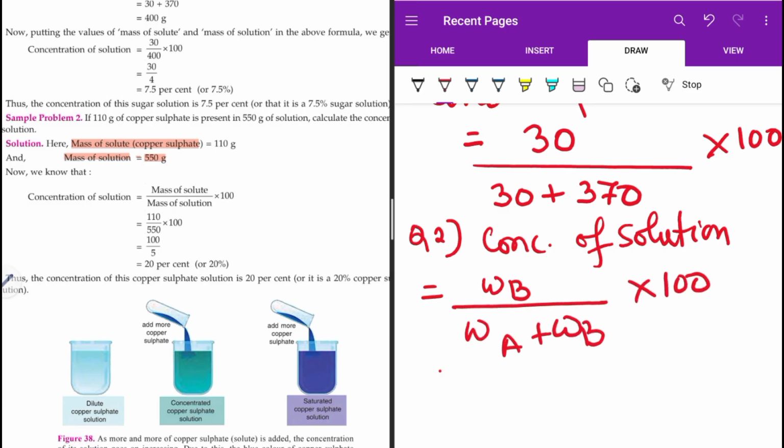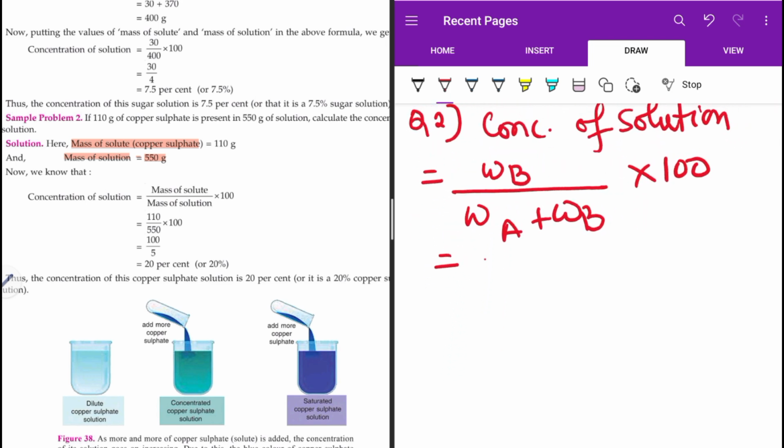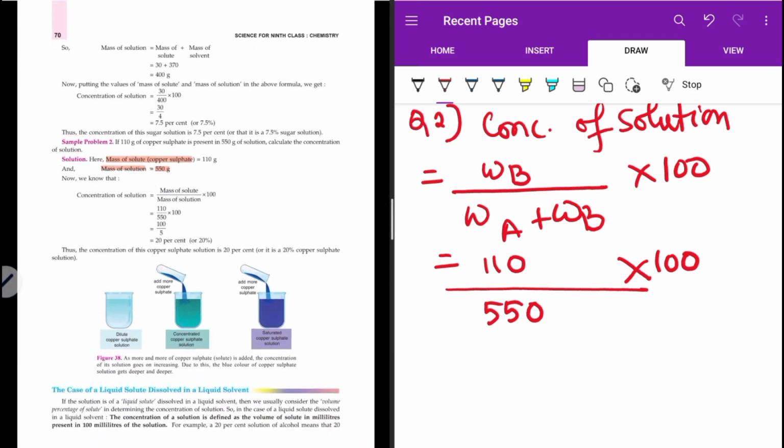Now over here, as per the data, mass of solute copper sulfate is given, 110, divided by, now here the mass of the solution is given, not the mass of the solvent. So 550 gram is actually the mass of the solution. So you have to read the statement carefully, whether it gives just the mass of water or the mass of solution. This is mass of solution. So this into 100, this value will be the concentration of copper sulfate solution.